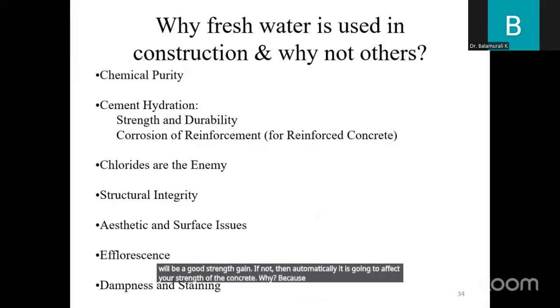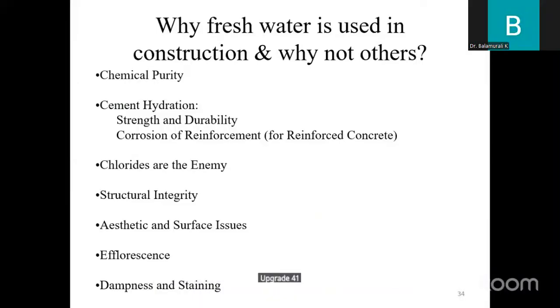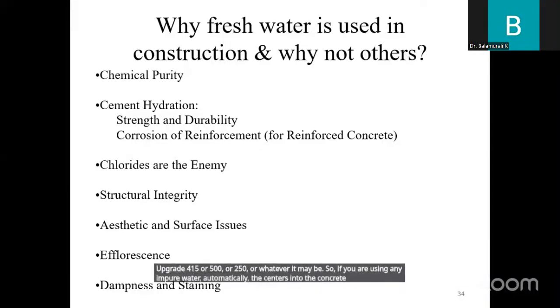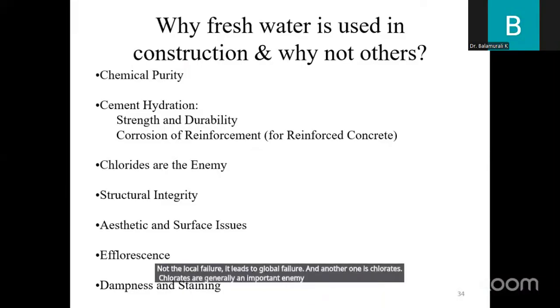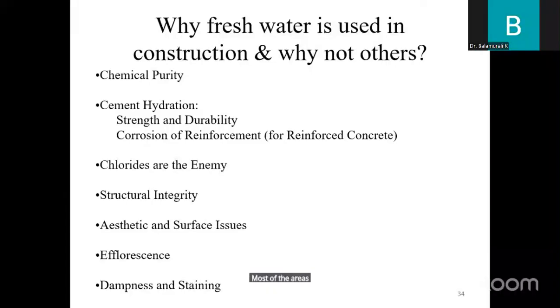Why? Because in the case of a reinforced concrete structure, you will be using steel reinforcements of grade 415 or 500 or 250 or whatever it may be. If you are using any impure water, it automatically enters the concrete pores and affects the reinforcement, and it finally leads to degradation of the entire structure, leads to global failure. Not local failure, it leads to global failure. And another one is chlorides. Chlorides are generally an important enemy for concrete. Why? Because in most areas in Coimbatore as well as the southern part of Tamil Nadu, we can see that most of the waters are rich in chlorides. If we use that type of water, the structure will corrode and it leads to degradation.